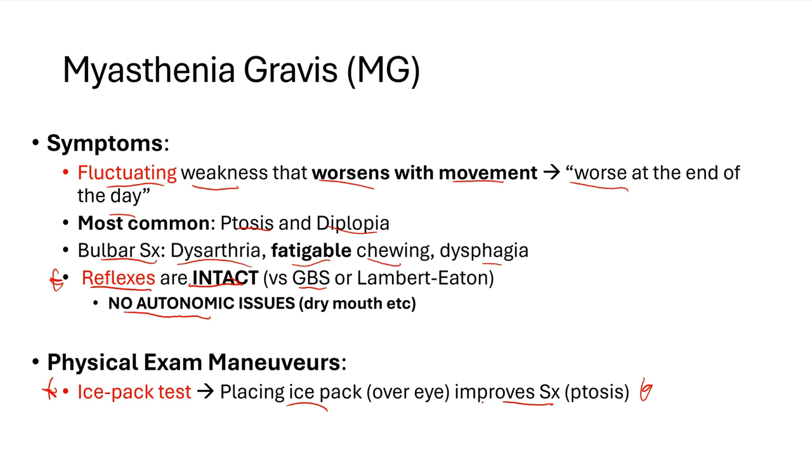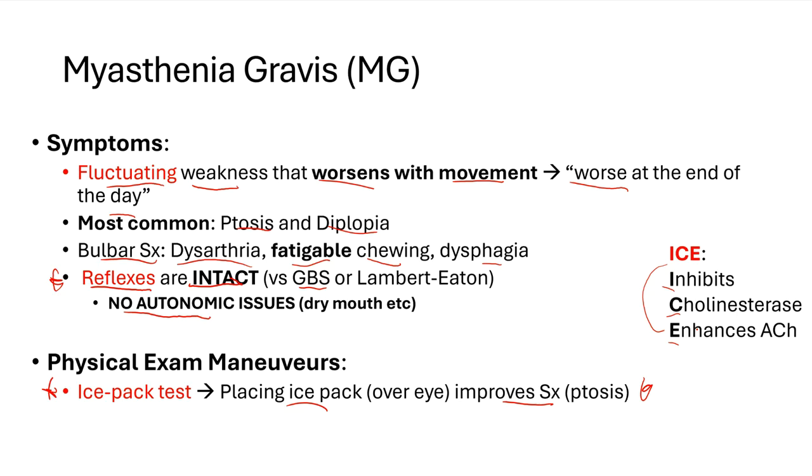The way that I've always remembered this is with the mnemonic ICE. ICE stands for inhibits cholinesterase, aka inhibits acetylcholinesterase, and E enhances acetylcholine. So placing ICE in MG inhibits ACh, or cholinesterase, and enhances the amount of acetylcholine that we have.